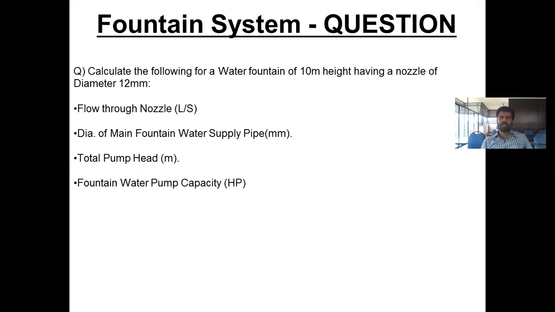It's asked to calculate the following for a water fountain of 10-meter height having a nozzle of diameter 12 mm. If you want to change 10 meter to 5 meter or 6 meter, you can do that. Changing the diameter from 12 mm also, you can do that, and you can see what the flow, the diameter, the head and the pump capacity are, everything. That's all there is in the fountain system.